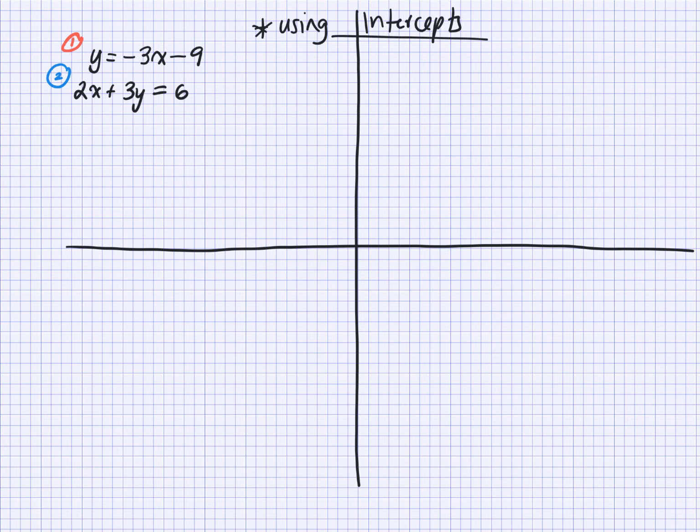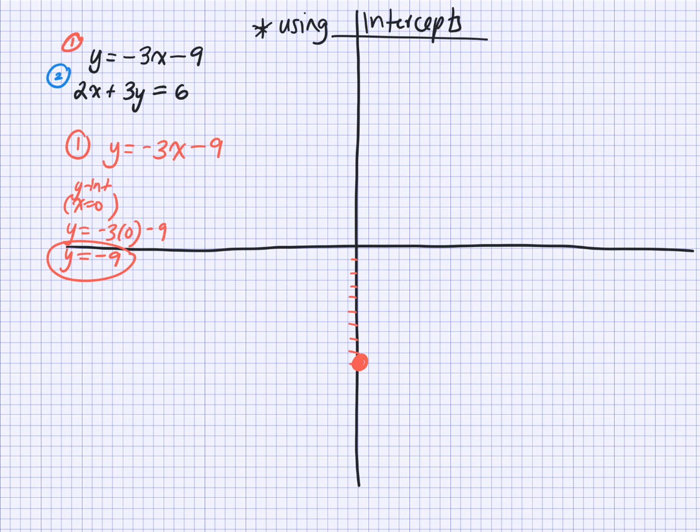So I want to know for the first equation, y equals negative 3x minus 9. First thing we want to know is the y-intercept. Because it's in slope-intercept form, it's negative 9. The y-intercept is when x is equal to 0. So if y equals negative 3 times 0 minus 9, y is equal to negative 9. So for the first one, the first intercept is 3, 4, 5, 6, 7, 8, 9 here.